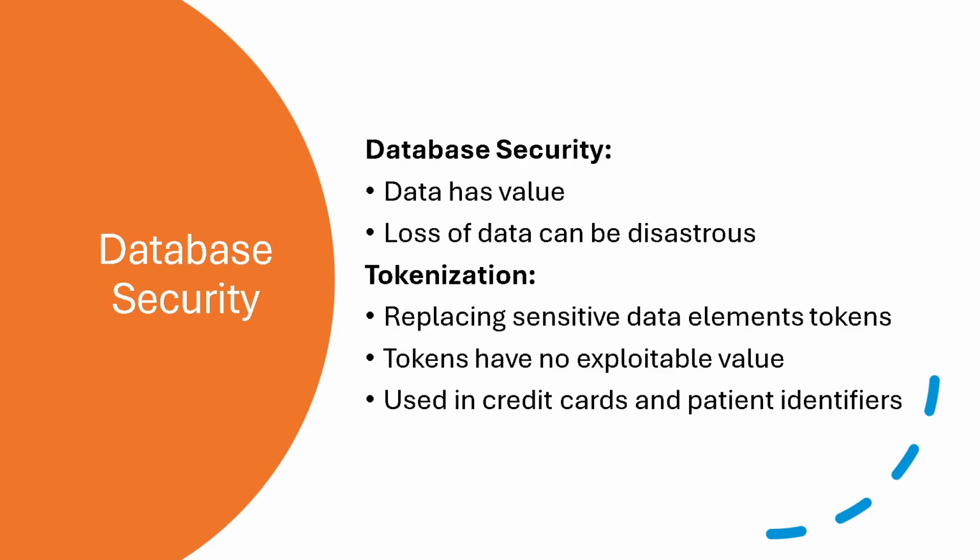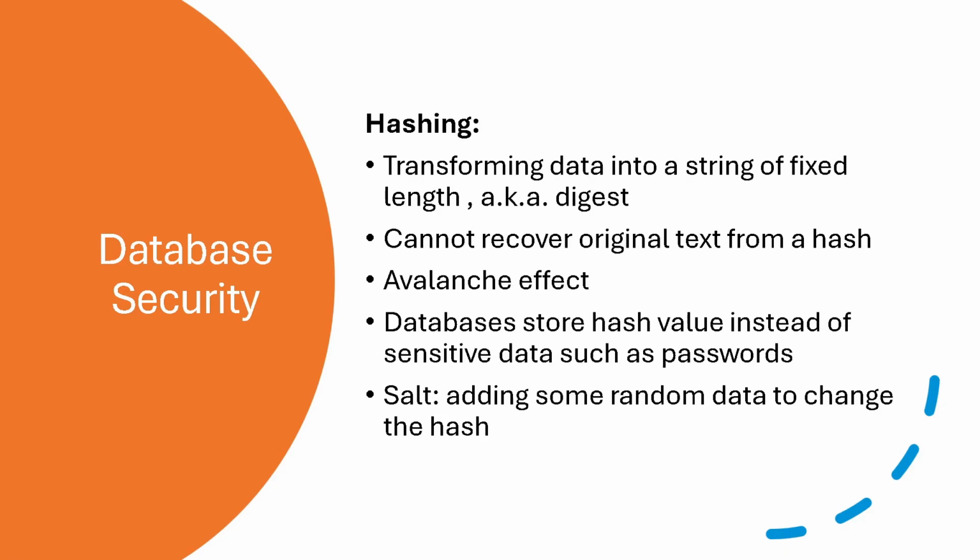Tokenization. The process of tokenization refers to replacing sensitive data elements with tokens. Tokens have no exploitable value and are used in credit cards and patient identifiers instead of their real values. Hashing. As we said about it before, hashing is the process of transforming data into a string of fixed length, which is also known as the digest. We cannot recover the original text from a hash.